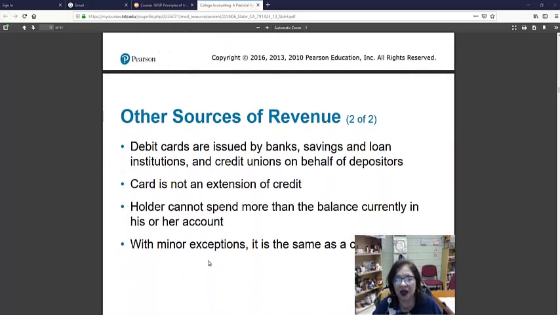Debit cards, again, are issued by the banks. The debit card, though, is not an extension of credit. It's just saying that you have this amount in the bank, and that's all that you can use. The credit card is different. And even with a credit card, you have limits as far as how much you can have on balance before your credit card will not allow you to charge anymore, and you have to pay on your credit card.